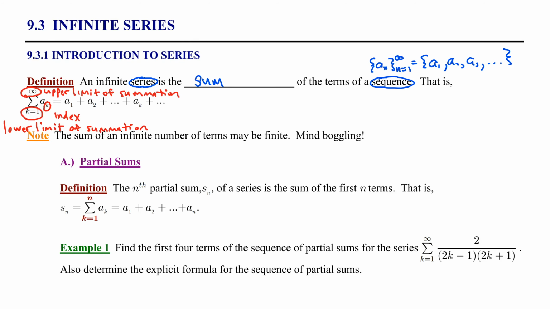Now, it is interesting to note that the sum of an infinite number of terms may be finite. That is, the sum is finite. So you're adding up an infinite number of numbers, yet you achieve a finite sum. While at first this appears to be mind-boggling, let me remind you that you do this every single time you calculate a definite integral.